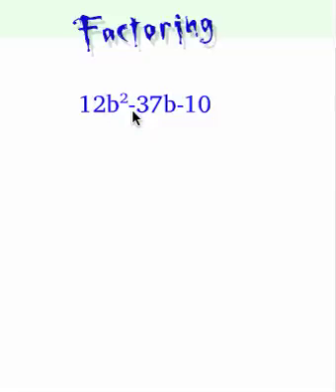I'm factoring 12b squared take away 37b minus 10. So we're going to use the trial and error method. So here's my two brackets, and my first two terms must multiply together to give 12. So I'm going to try 3 and 4, so 3b and 4b.